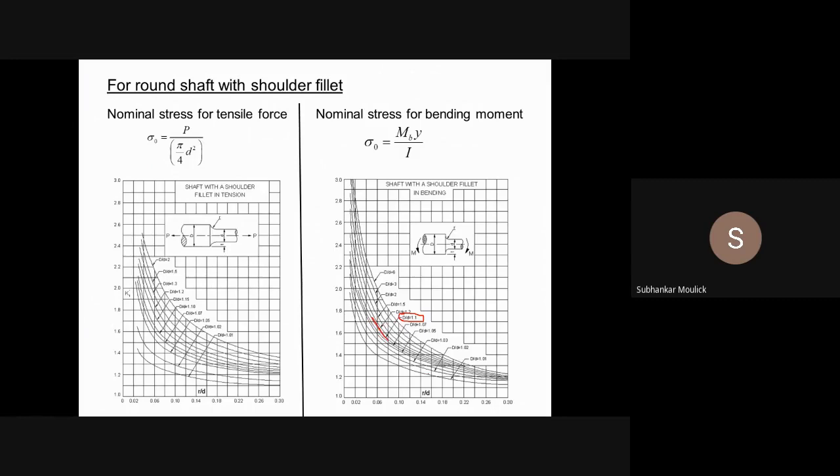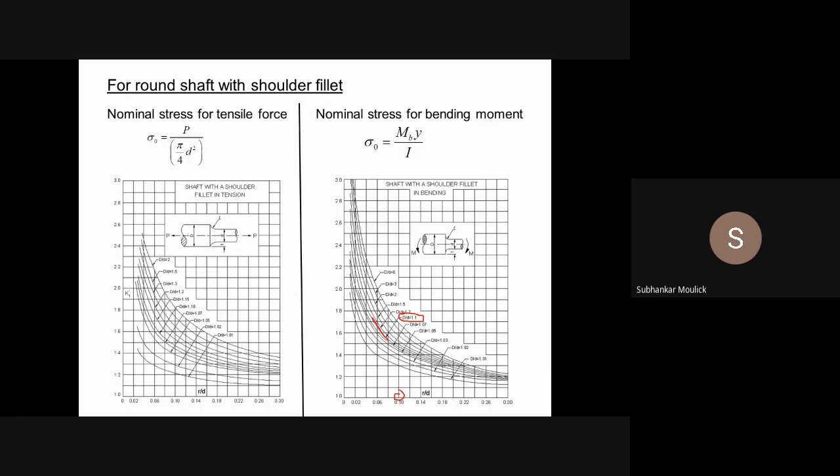Is it clear? Yes, sir. This graph I have to take. And what is the value of small r by d? Just now I have told you the value of small r by d. It is how much? So 0.1. 0.1 means this particular point.